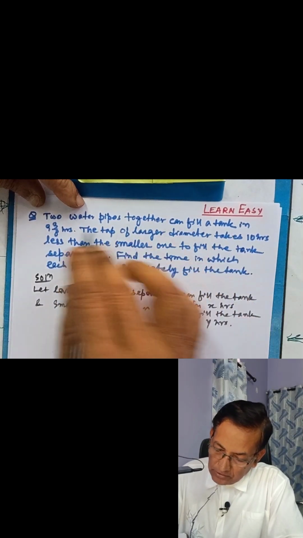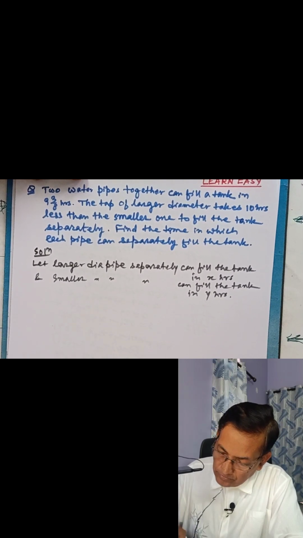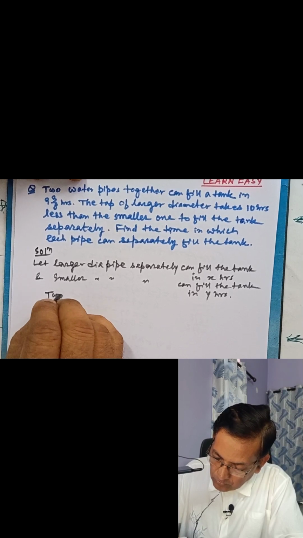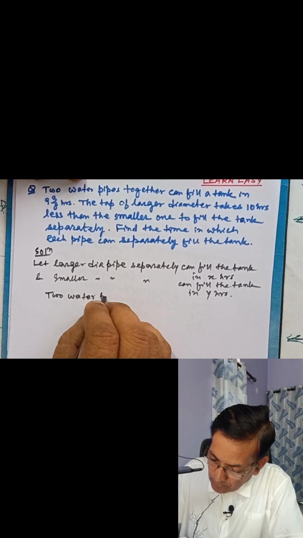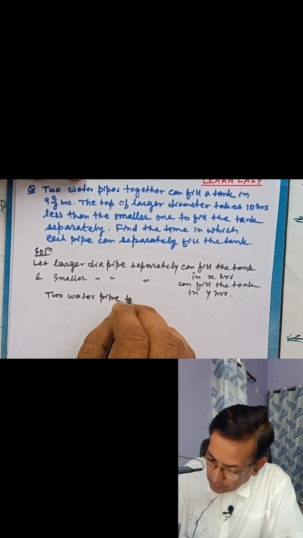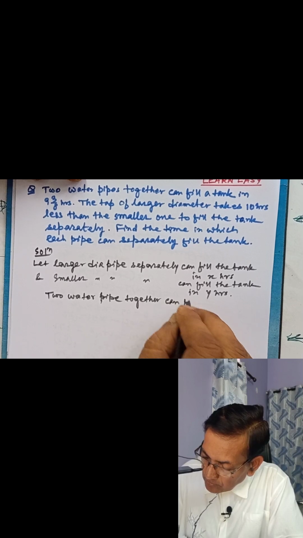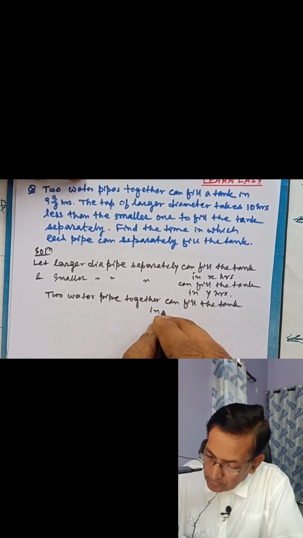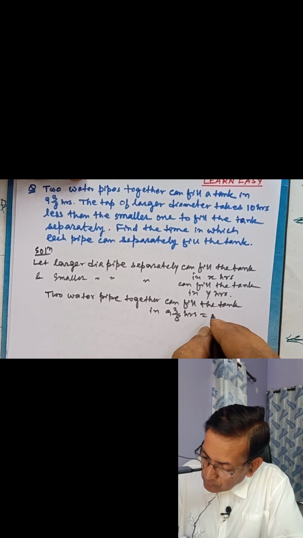Two water pipes together can fill the tank in 9 3/8 hours, which is equal to 75/8 hours.